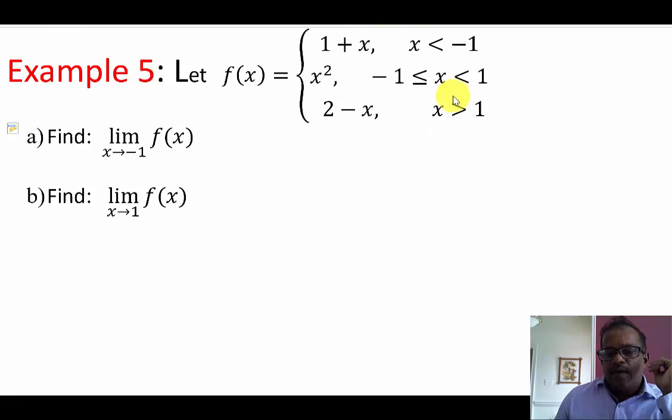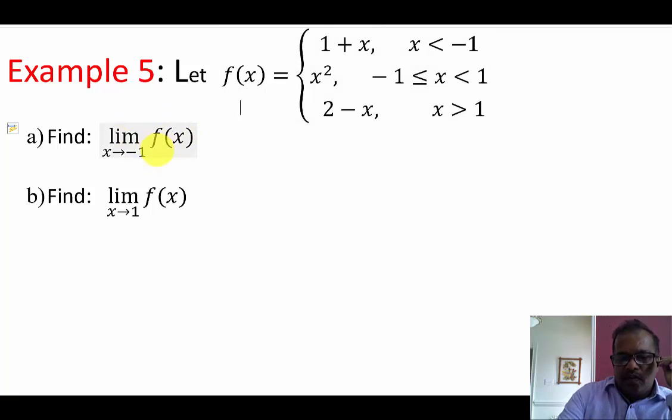Example 5. We have this piecewise defined function and we want to find the limit as x goes to negative 1 of f of x and the limit as x goes to 1 of f of x. As you see here, negative 1 and 1 are the boundaries of these pieces. So when x approaches a number which is a boundary, we have to take the left limit and the right limit, because left of this point we have to use a different formula than to the right of that point.